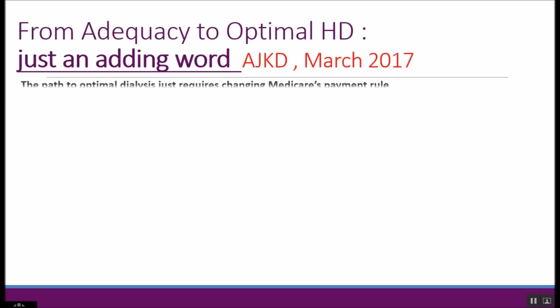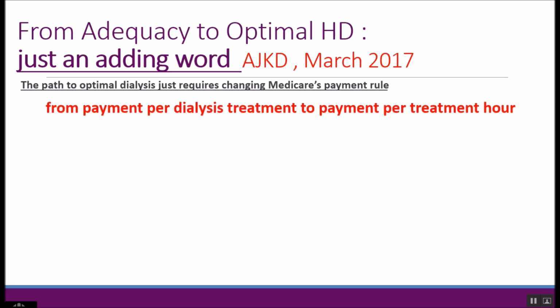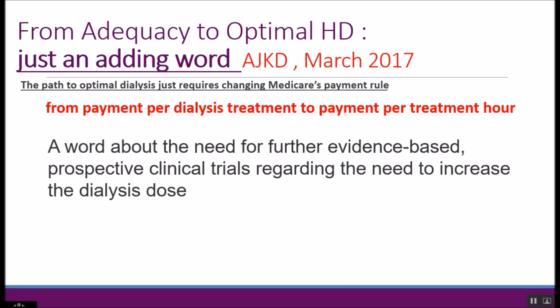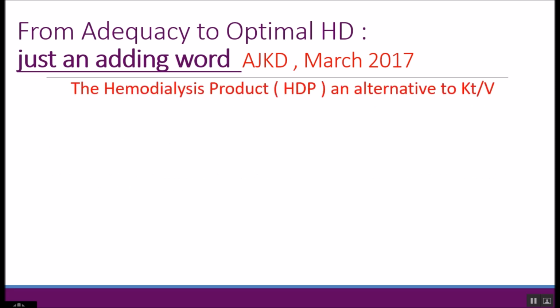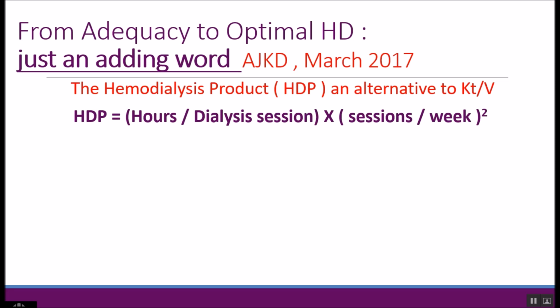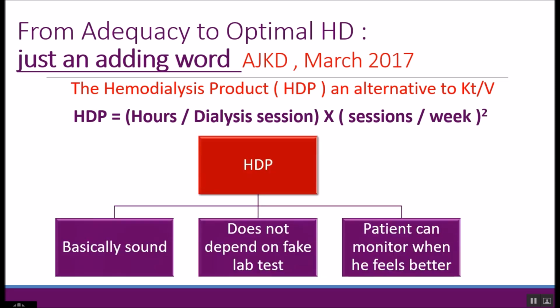So from adequacy to optimum hemodialysis, from payment per dialysis treatment, you may go to payment per treatment hour, encouraging centers to prolong the dialysis session time. Or you can calculate the hemodialysis product, which is how long the dialysis session is in hours multiplied by the frequency of sessions per week. It basically does not depend on fake lab tests. The patient can monitor it when he feels better.